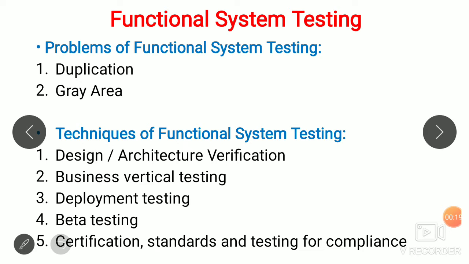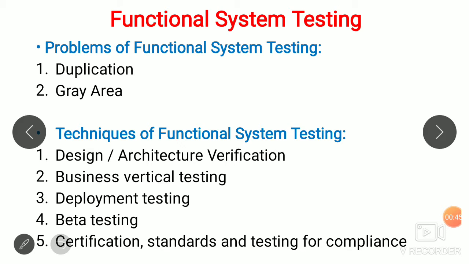There are two obvious problems. One is duplication and another one is gray area. Duplication refers to the same test being performed multiple times, and gray area refers to certain tests being missed out in all the phases. A small percentage of duplication across phases is unavoidable as different teams are involved.